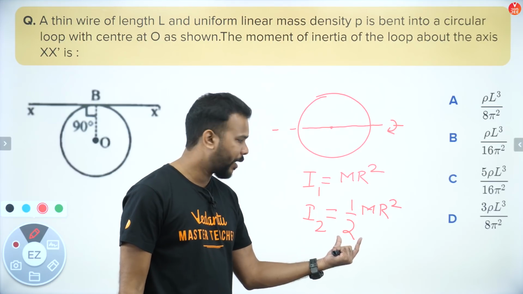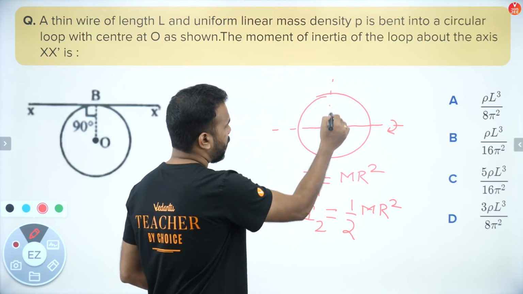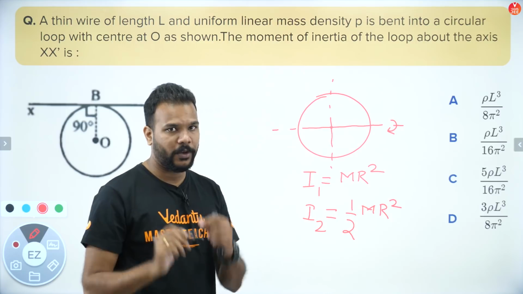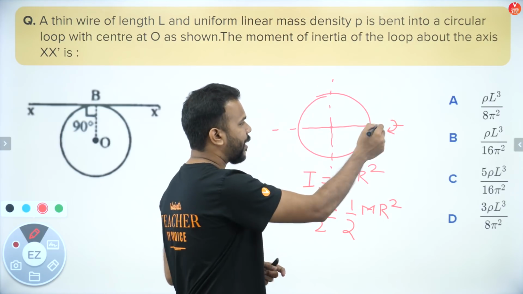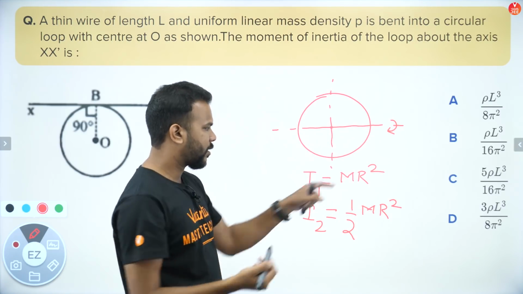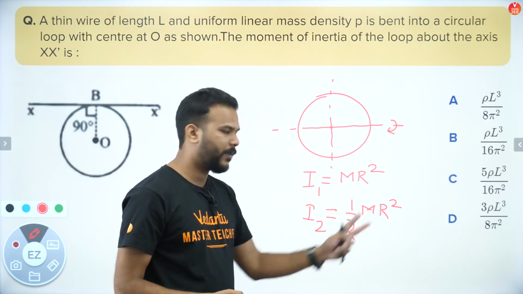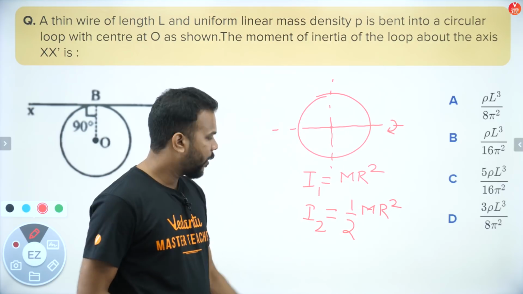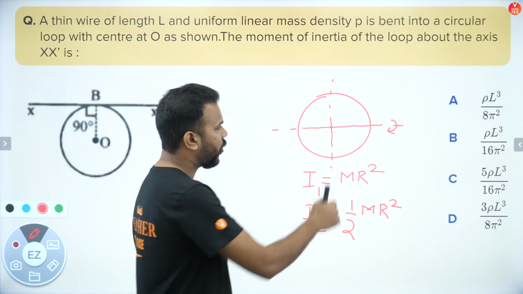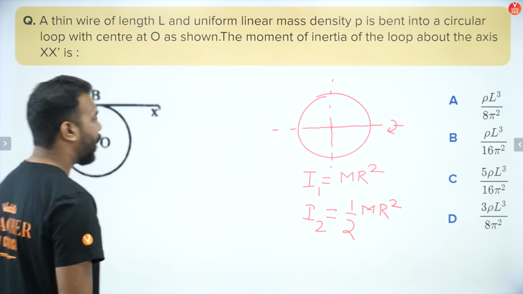The theorem of perpendicular axis can be used, because if we consider an axis like this, then also the moment of inertia will be the same. So I plus I will be equal to Iz, which is mr square. So 2I will be equal to mr square, and I comes out to be half mr square. So far so good. So this is what is going to be the moment of inertia about the axis which is passing through the diameter.